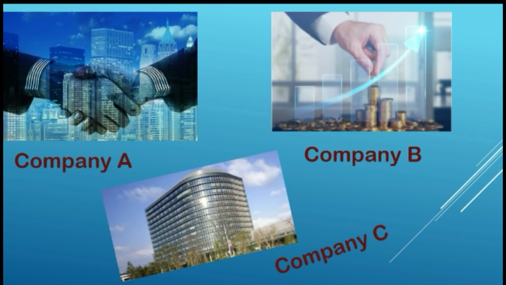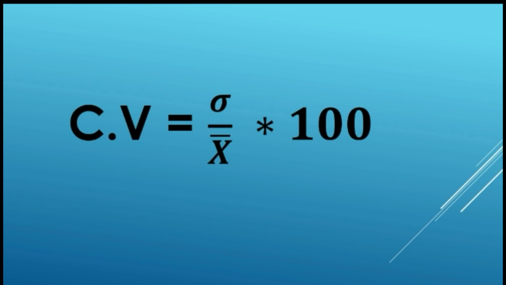In which company is he going to invest his money? He can decide it by calculating the coefficient of variation. The company which has the least coefficient of variation, he will invest his money in that company. Now, the question arises, how do we find out the coefficient of variation? We can calculate it by using the formula sigma divided by x bar multiplied by 100. Always remember, whenever you calculate the coefficient of variation, you are given two different kinds of data.